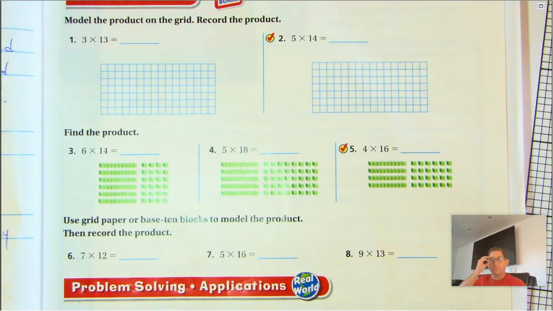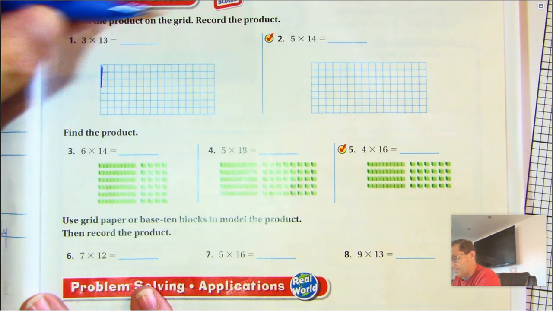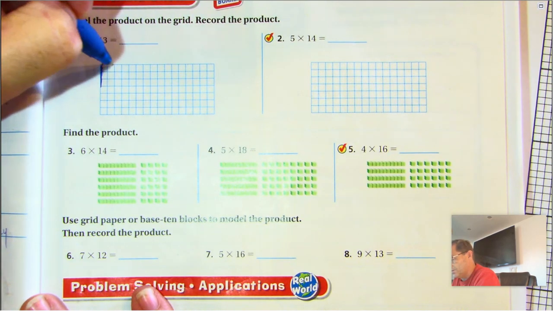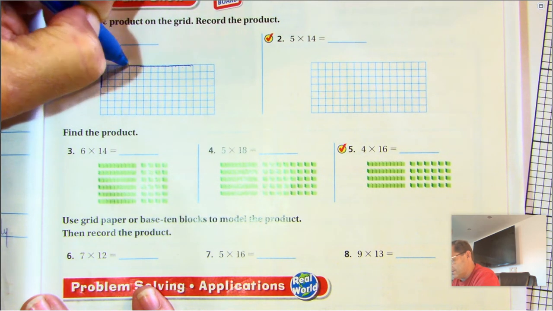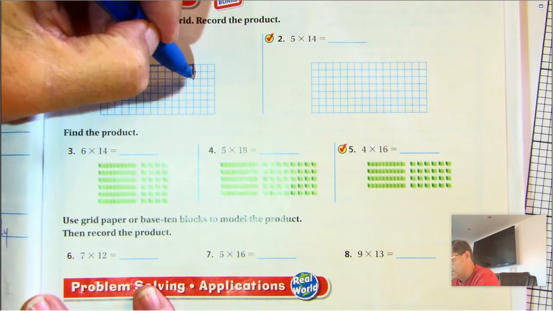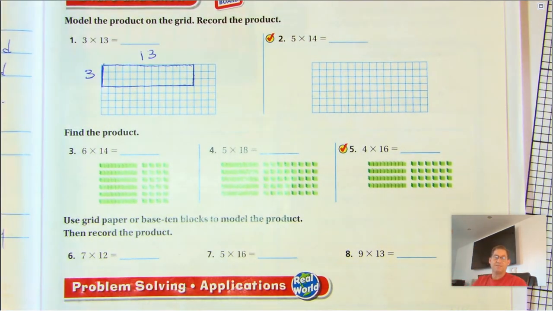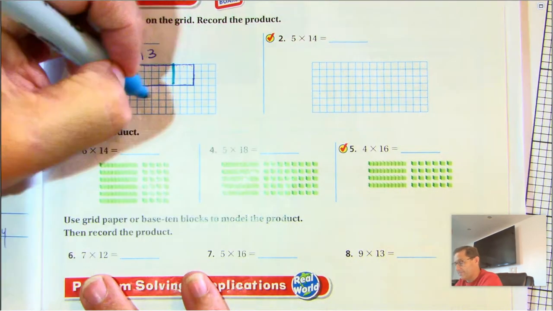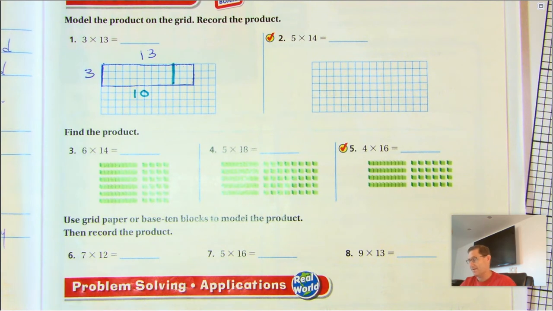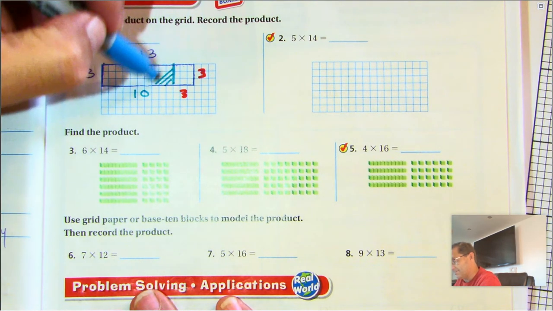Okay, so model on the grid paper, record your product. 3 times 13. So we have 3 rows, and we have 13 in each row. So we have 3 times 13, and we want to make that into 2 smaller rectangles. And again, I like the 3 times 10. So I'm going to do 3 times 10 and 3 times 3.